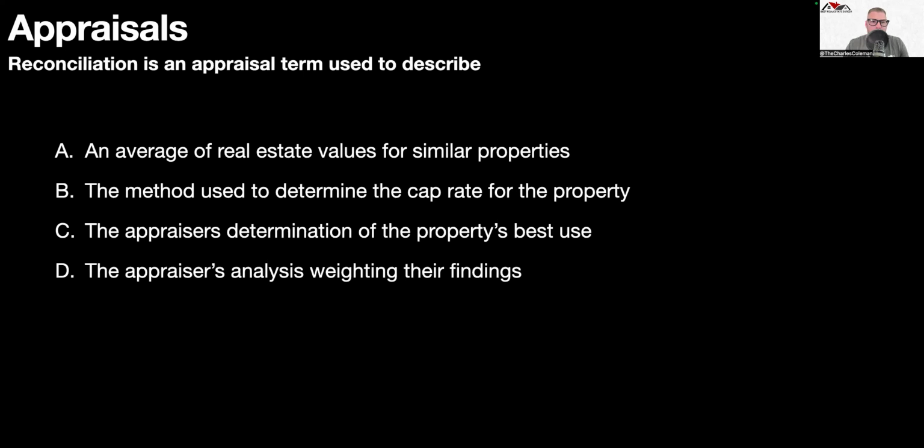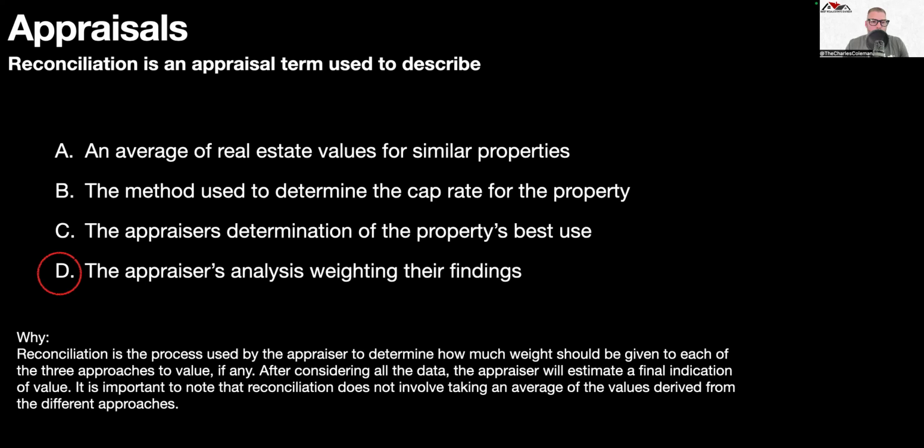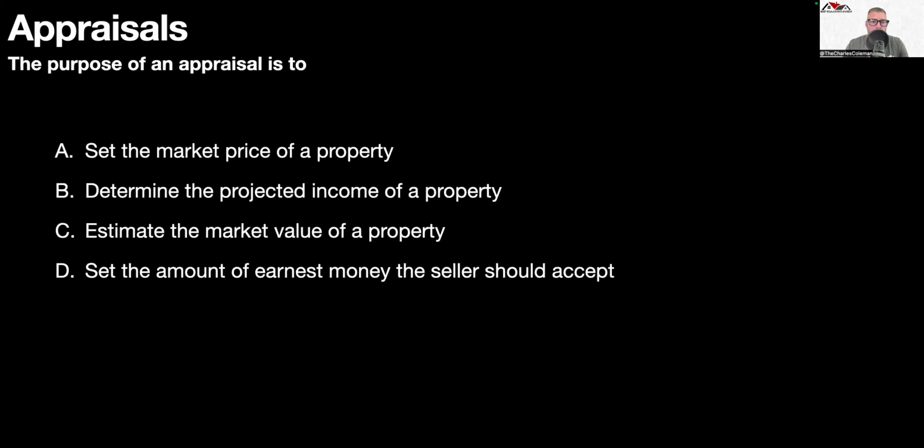Reconciliation is an appraisal term used to describe an appraiser's analysis weighing their findings. Reconciliation is the process used by the appraiser to determine how much weight should be given to each of the 3 approaches to value, if any. After considering all the data, the appraiser will estimate a final indication of value. It is important to note that reconciliation does not involve taking an average of the values derived from the different approaches.